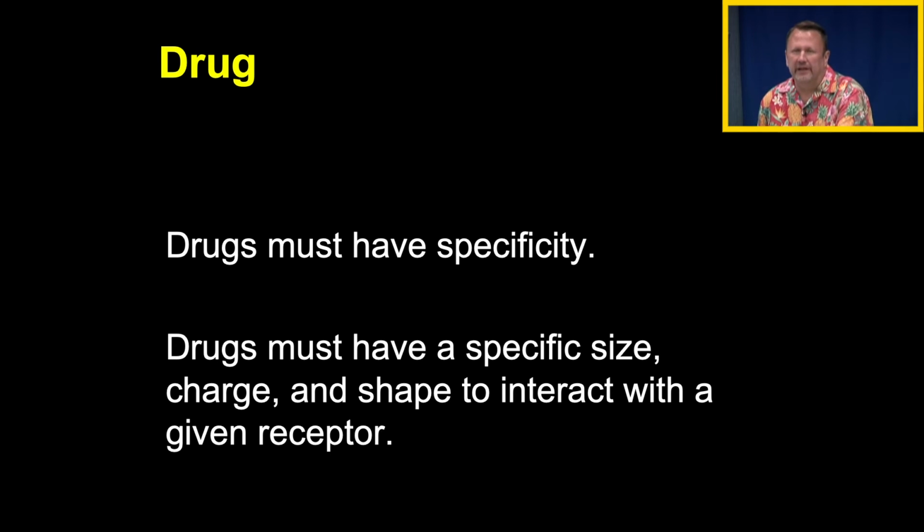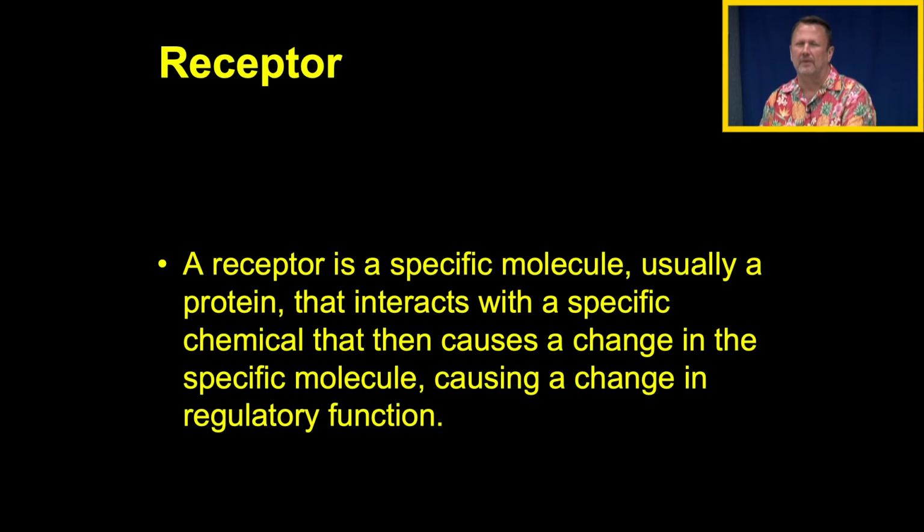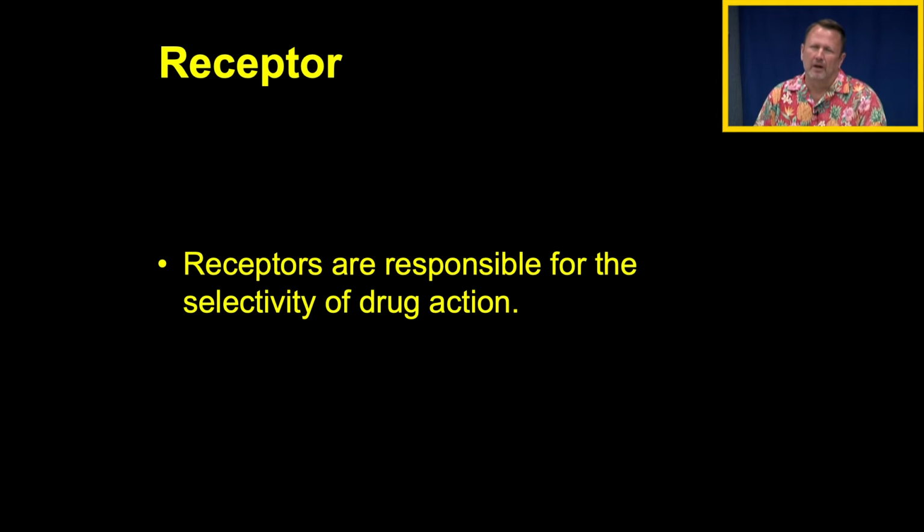Well, just like keys, drugs have to be specific. Drugs have to be specific size, shape to interact with a given receptor, and those interactions are not only physical but chemical as well. A receptor is a specific molecule, usually a protein, that interacts with a specific chemical that then causes a change in the specific molecule, causing a change in regulatory function. A receptor is like a lock that when it interacts with its specific key, when it interacts with its specific ligand, when it interacts with a specific drug, then there's some kind of chemical change that occurs, regulatory change that occurs. It is the receptors that are responsible for the selectivity of drug action.